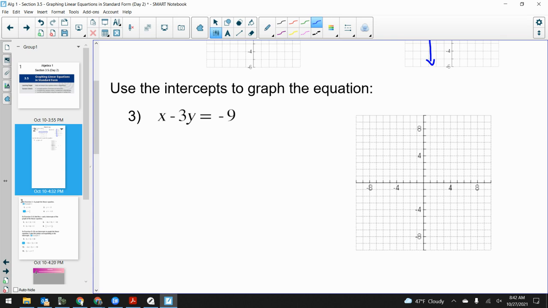So if I wanted to find the y-intercept, Henry, where do I plug in the 0? Good, for the x. So this is 0 minus 3y is equal to -9. This is going to give me the coordinate 0, comma, the number, right? 0 for the x, number for the y. So -3y is equal to -9. Henry, how do I finish this off?